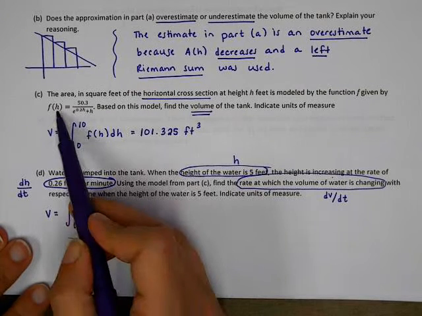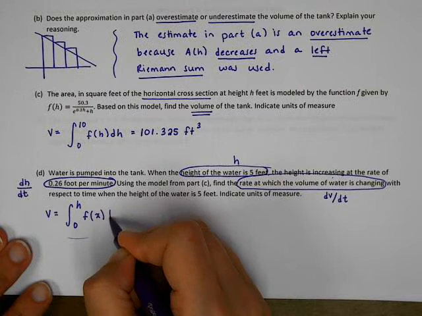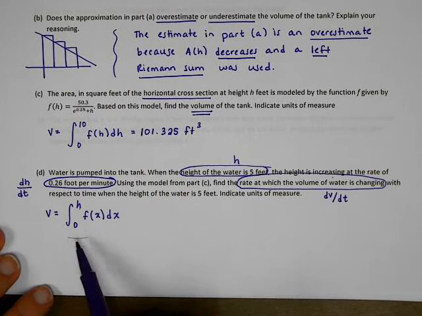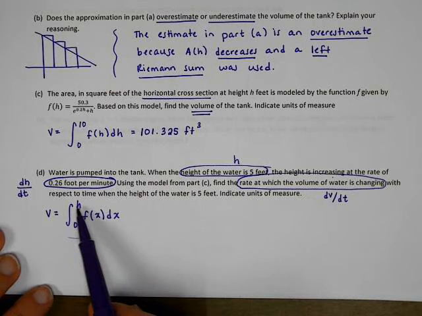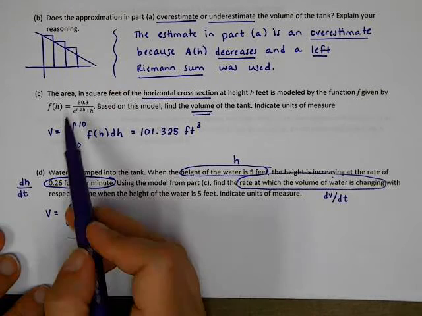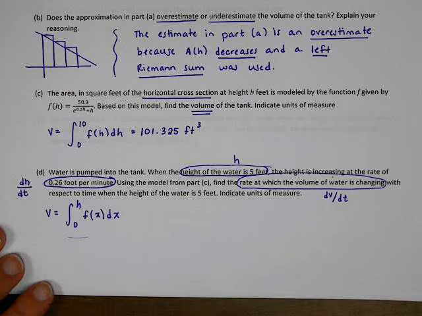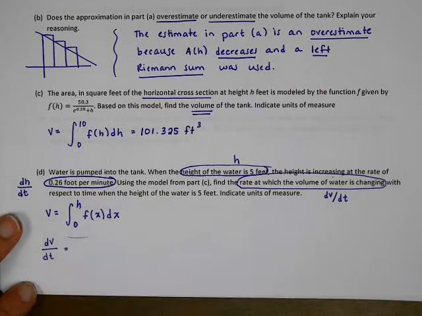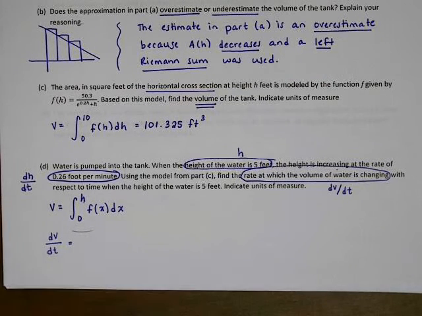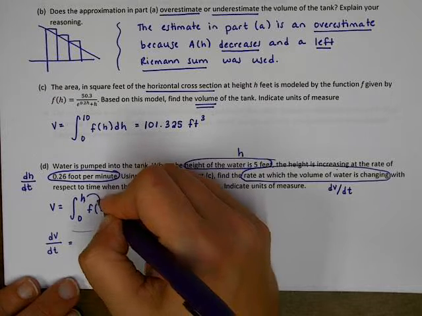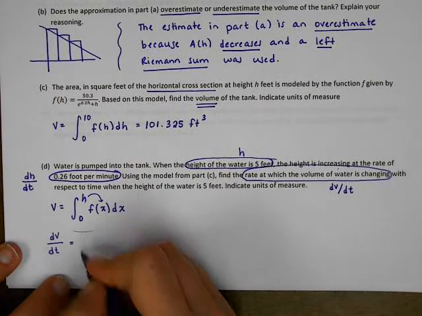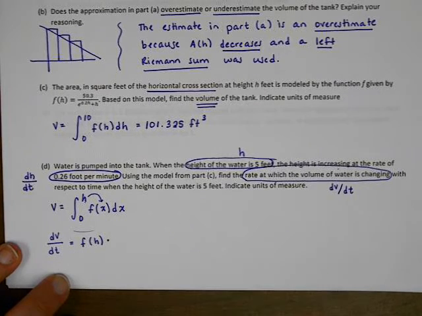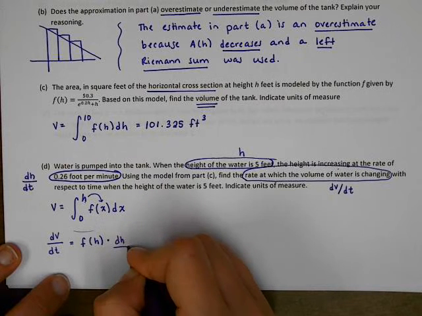Now you'll notice this also has an h. I'm going to go ahead and change that to an x because I can't use the same variable here and here. So any volume I want is going to be the integral from 0 to whatever height I decide to stop at of f of x, that same function from part C. Now, it says we want dV over dt, which means I need to take the derivative of this integral. But to take the derivative of an integral, we know we can just drop in the bounds. So this would just be f of h, and then multiply by the derivative of the bounds, which is dh over dt.